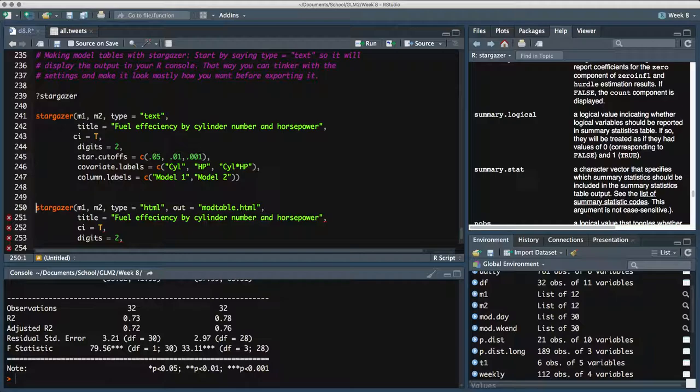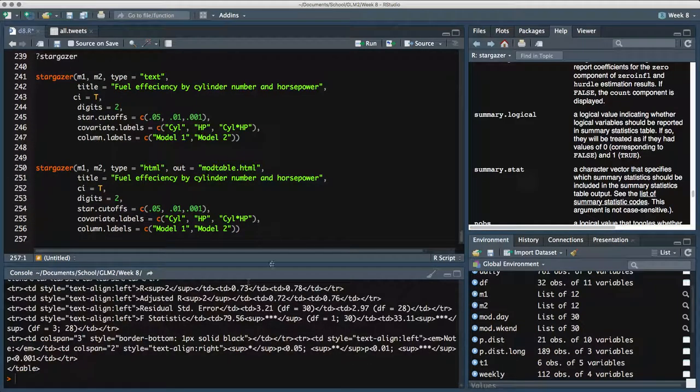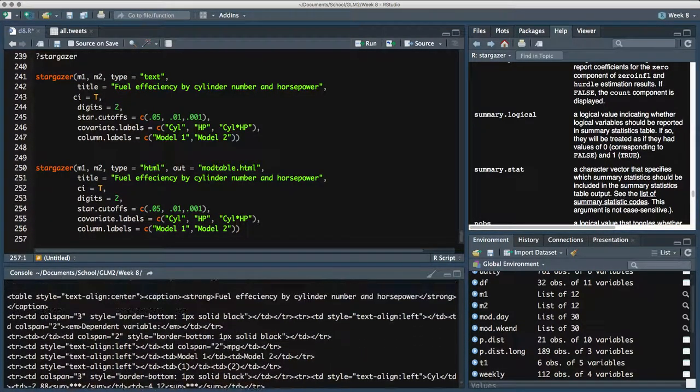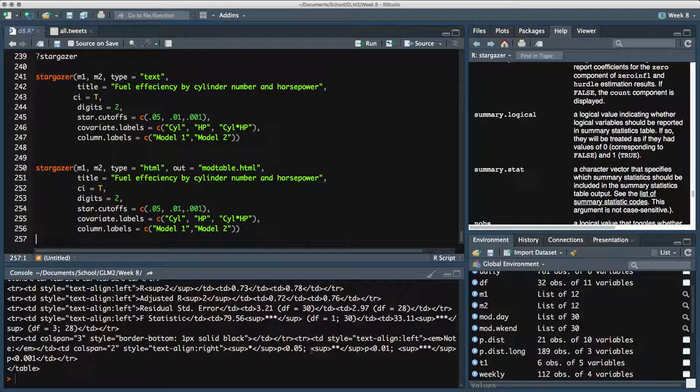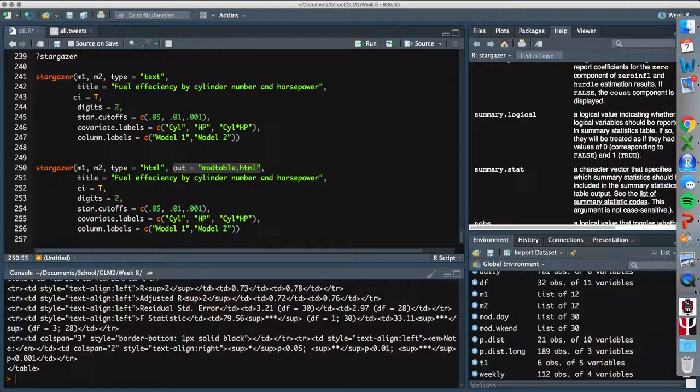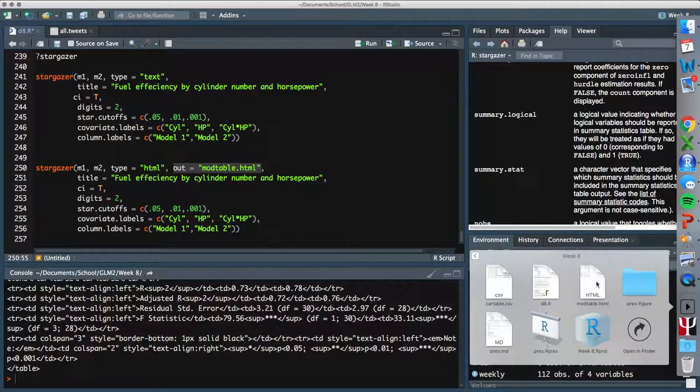But the point is that we now have this table, and we'll say this is the table that we want. So down here on this next line, I change the type to HTML, and I tell it out equals modtable.html. When we run that line, it looks like a bunch of gibberish, which is what it'll look like whenever type is HTML instead of text. But none of this matters because we have an out file. We exported a file, and if you look over in your working directory, week 8, I now have modtable.html.